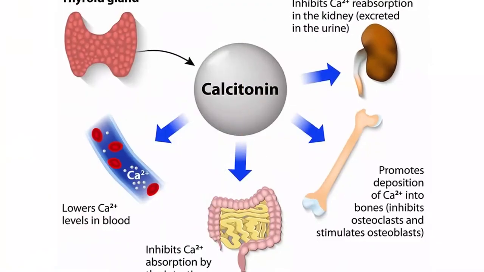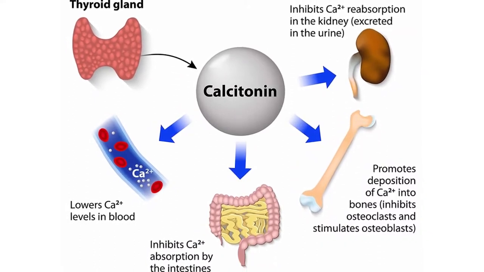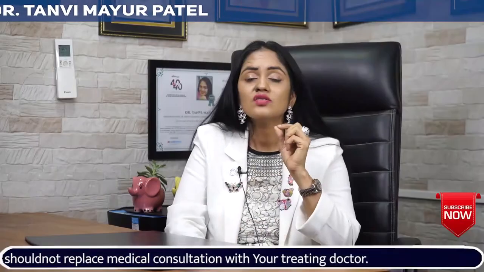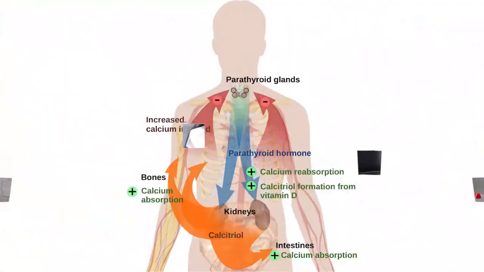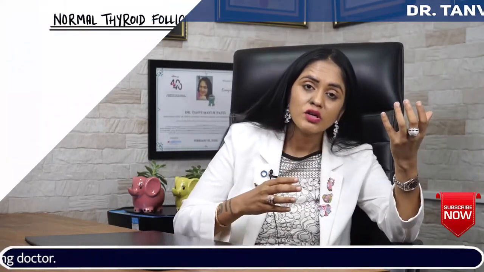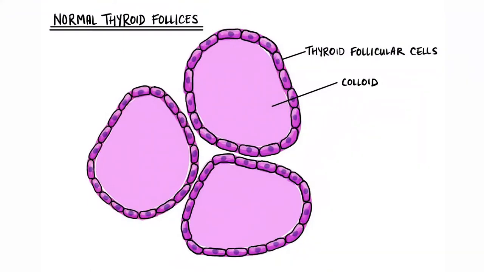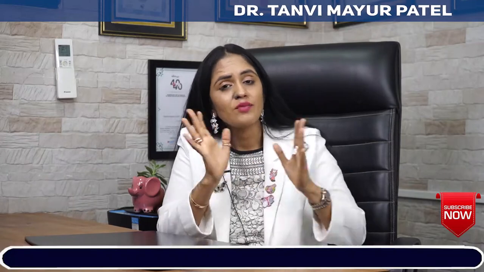The second variety of cell is called a C cell. It is this C cell which makes a hormone called calcitonin, and this hormone is also responsible for our body's calcium level. So thyroid cancer can come either from the follicular cells or from the C cells. Now any type of cancer, for that matter, is of two types.